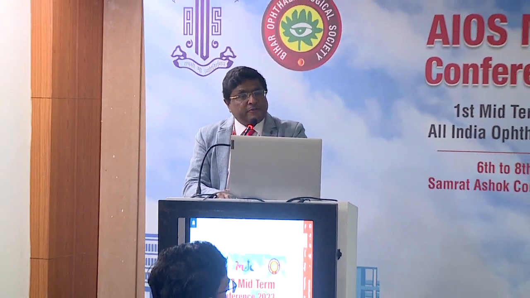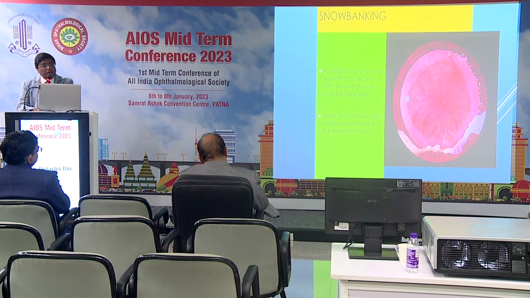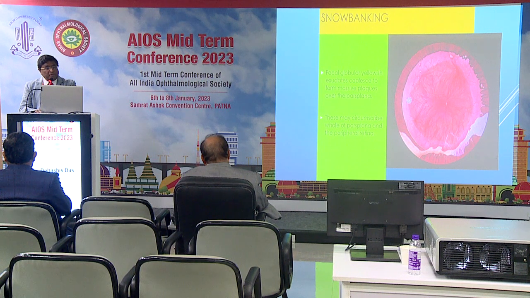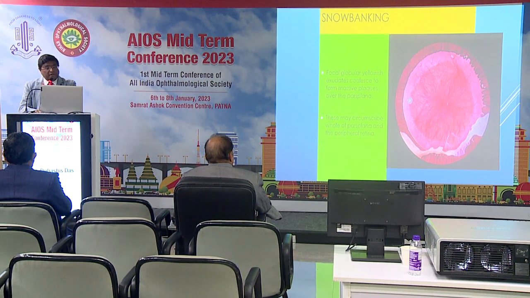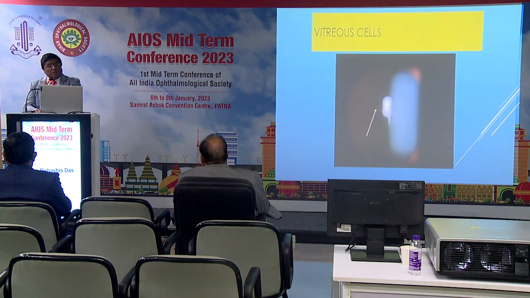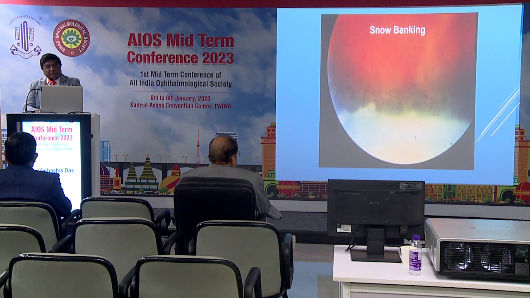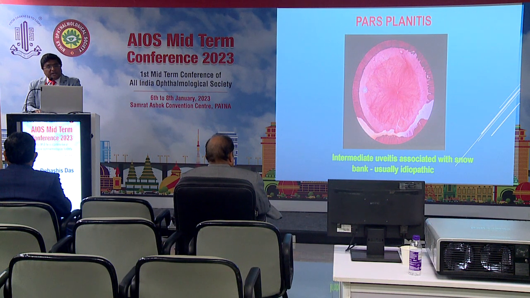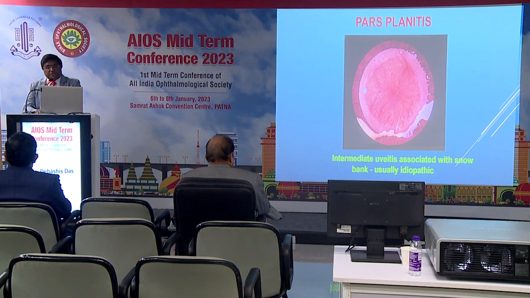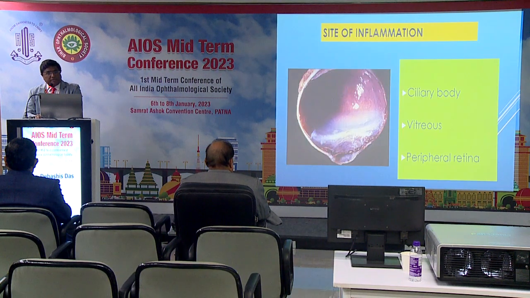Apart from that, we also have snow banking, where focal globular yellowish exudates coalesce to form massive plaques over the pars plana. These may circumscribe the whole of the pars plana or the peripheral retina, particularly the inferior portions. You can see vitreous cells as well as vitreous strands, ultimately forming snow banking, particularly in the inferior periphery, leading to pars planitis or intermediate uveitis, which is associated with snow banking. Usually these situations are idiopathic.